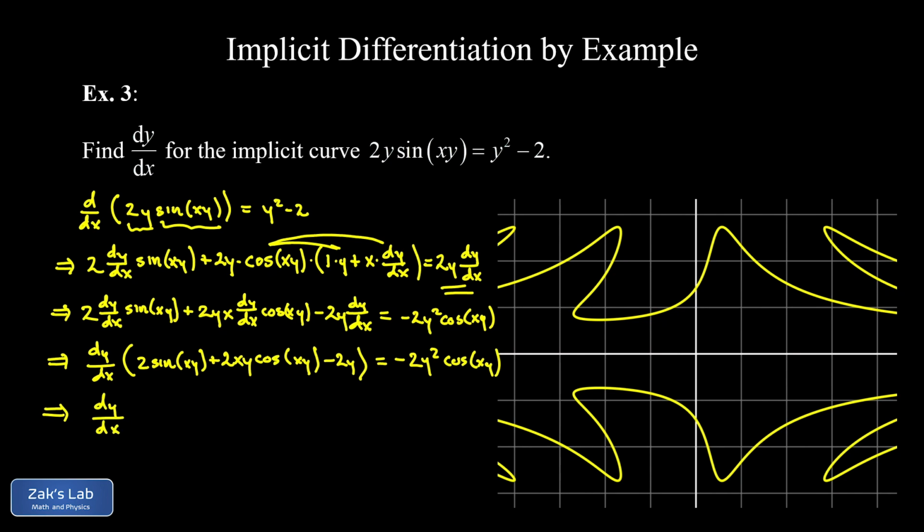We solve for dy/dx by dividing by this huge expression that's stuck to it. So in the numerator, I have a negative 2y squared cosine of xy. And in the denominator, we divide by this entire huge expression that was stuck to dy/dx on the left-hand side. So that's 2 sine xy plus 2xy cosine xy minus 2y. So now if you're given an ordered pair on this crazy looking curve, you can just sub those x and y values into that expression and you'll immediately have the slope of a tangent line at that point.